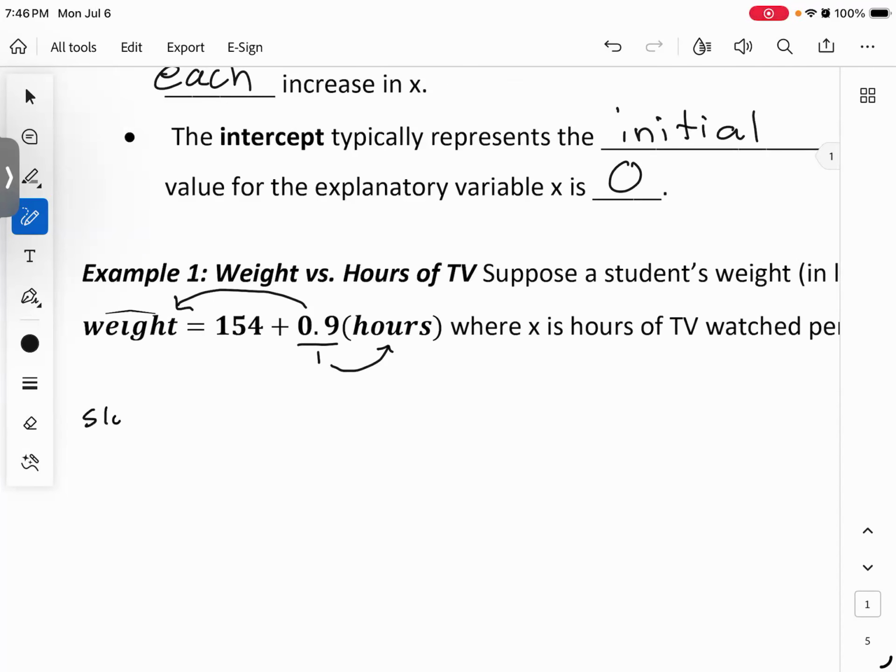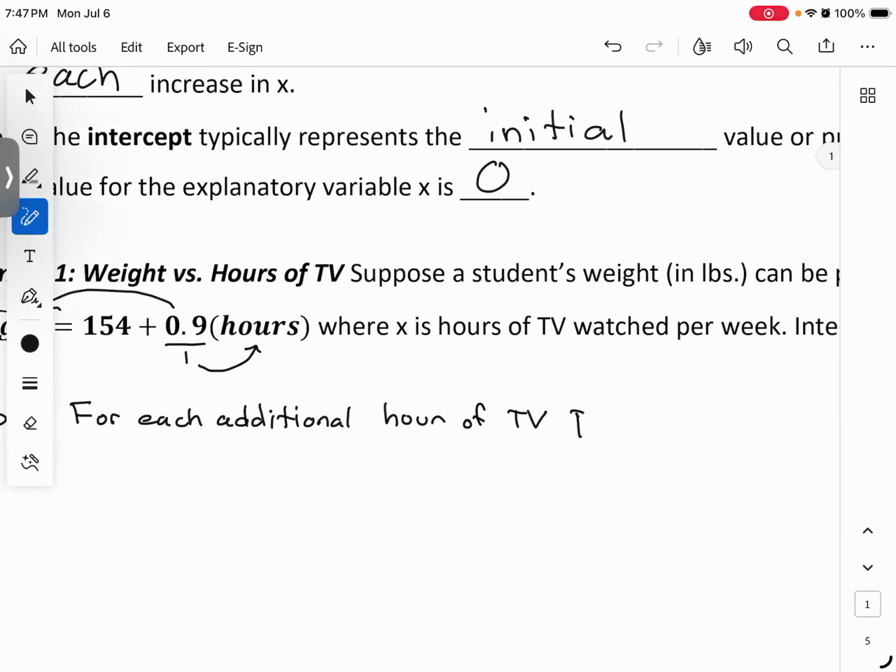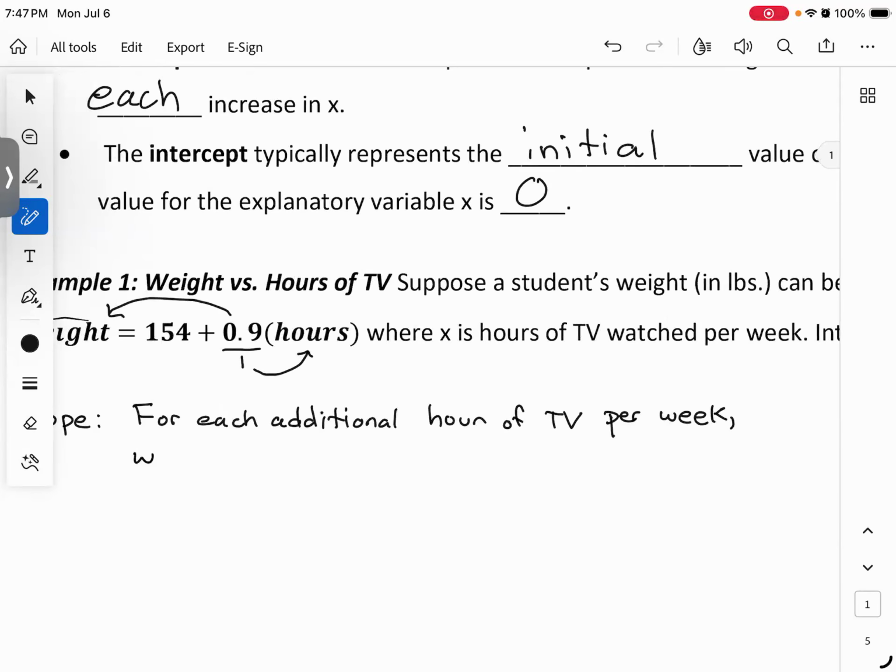For the slope, the interpretation would be for each additional hour of TV per week, weight might increase by whatever the slope is, 0.9, 0.9 pounds.